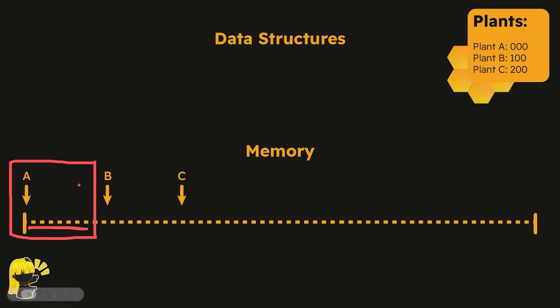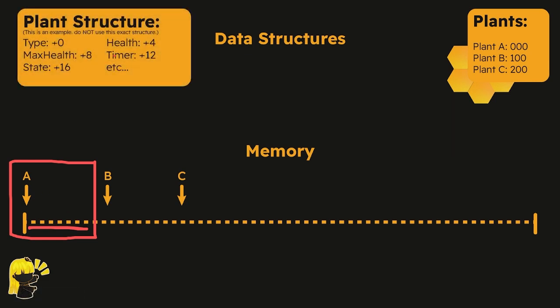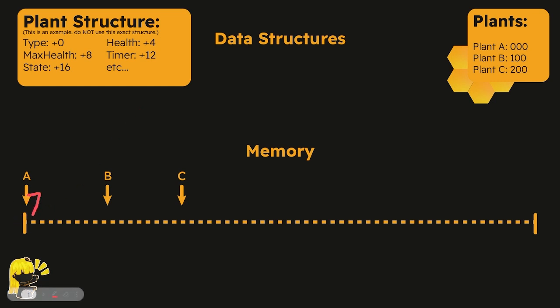So essentially, what is the data structure? The data structure is stored here. However, the data structure is essentially a way, like a dictionary, right? So here, let's assume that this is the plant data structure. Obviously, this is an example data structure, don't use that. And here it tells us that the health of the plant is +4, right? Now, what does that mean? Well, if we know that plant A starts here, then we just move 4 bytes from its starting position. So instead of accessing this, for example, we would just move 4 bytes and we'd access this instead.